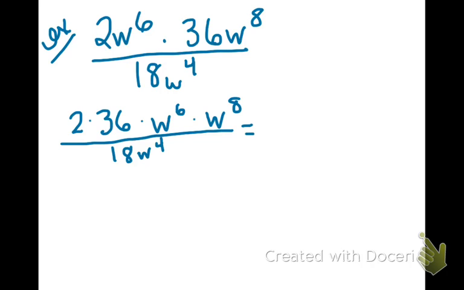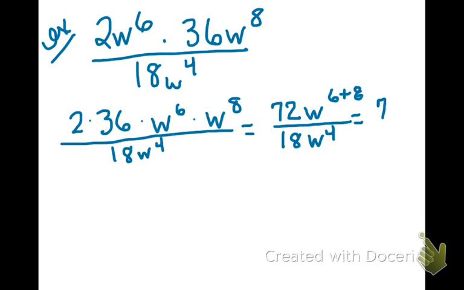So I can actually evaluate the 2 times 36, which is 72, through multiplication. And then using the product property, 6 plus 8, I would have 72w with the exponent of 14 over 18w to the 4th. So you notice that there's going to be multiple steps of simplification. So this isn't something you can just do a lot of mental math and get the answer. You're going to have to write down your steps.